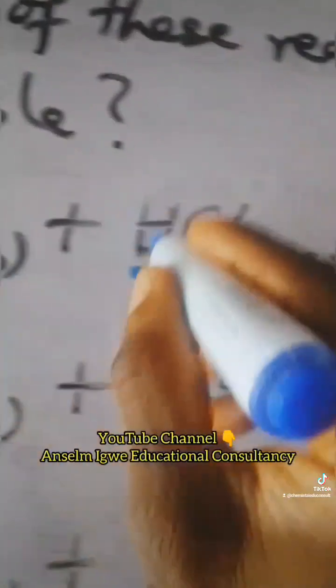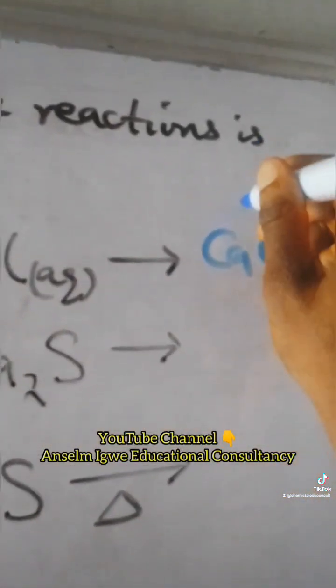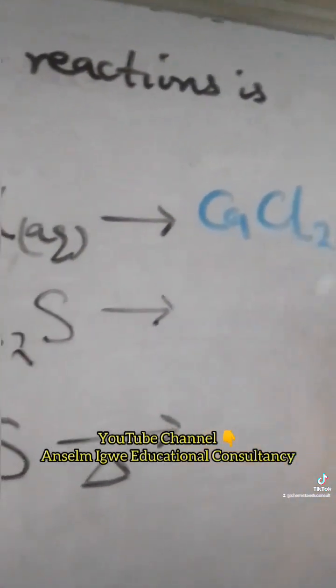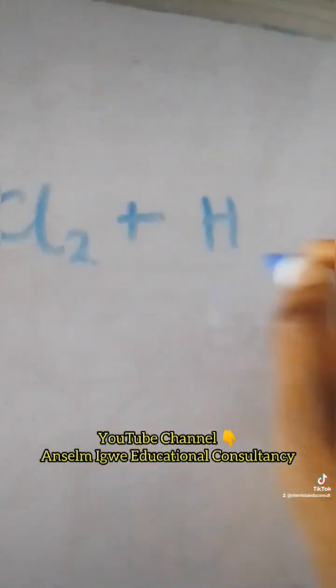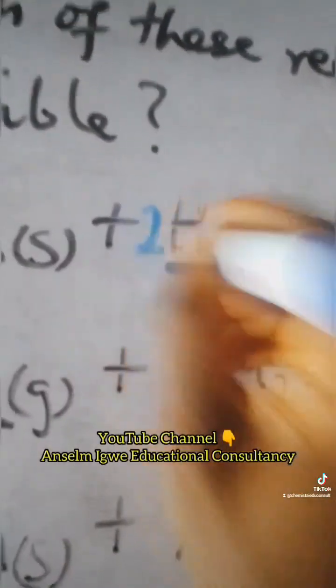Calcium will come in here, calcium chloride, because of the +2 charge and chlorine 1-, so calcium chloride looks like this, plus hydrogen will not come out as H, it will come out as H2, hydrogen gas. So you write 2 here to balance it. So this reaction is feasible.